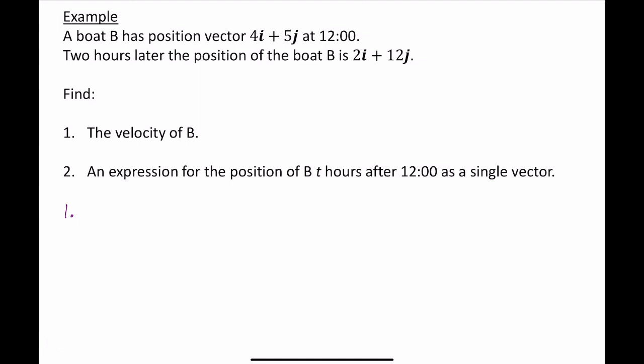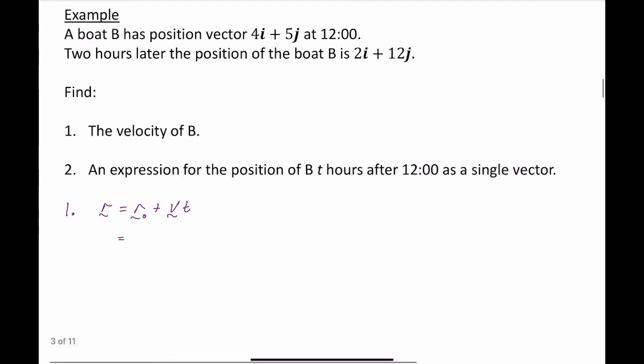Well, this is just like substituting into a normal algebraic equation, trying to solve for an unknown. In this case, the unknown is the vector of velocity. So I can write out my general expression for a position vector. It's the initial position plus the velocity multiplied by t. And let's substitute in what we know. Well, we know that the initial position is 4,5. We don't know its velocity. We want to find its velocity. And we know that 2 hours has passed. So that's going to be 2 times the velocity. And the position vector after 2 hours on the left-hand side is 2,12. Okay, and I can just rearrange that as I would do with algebra.